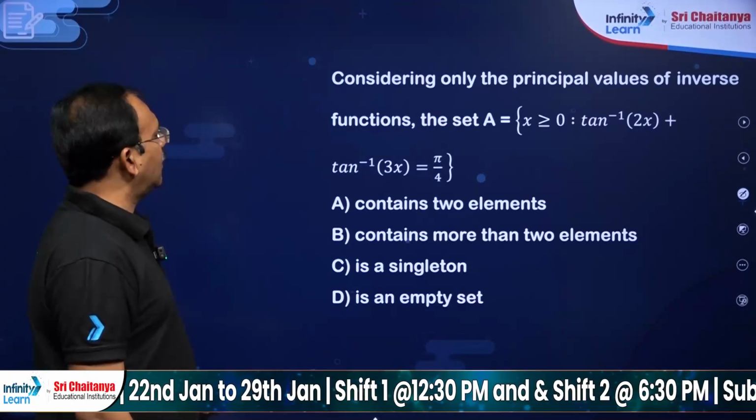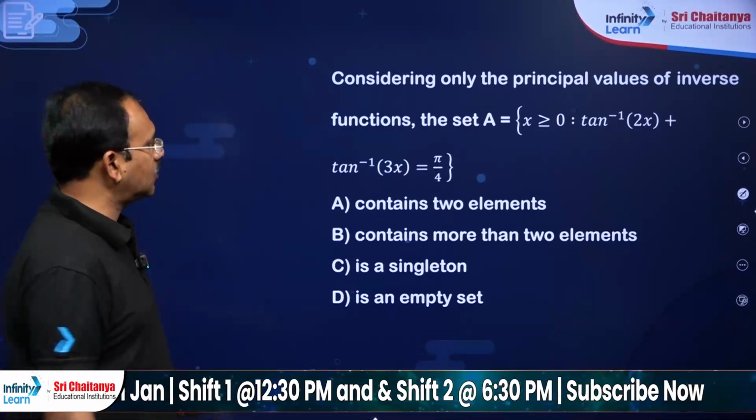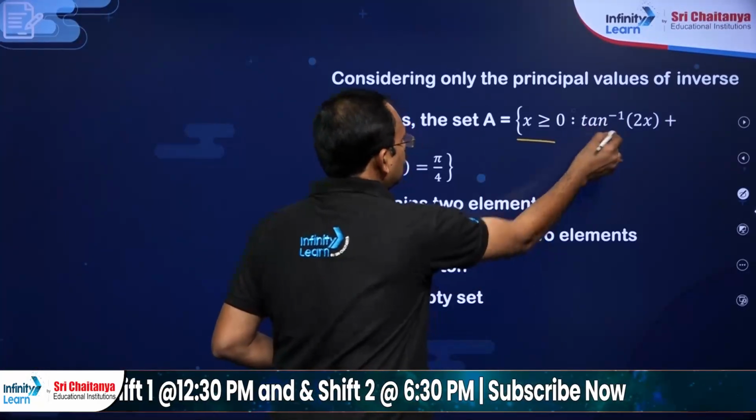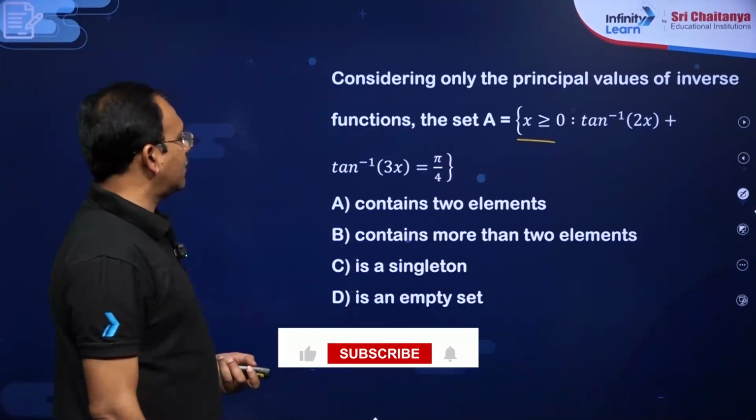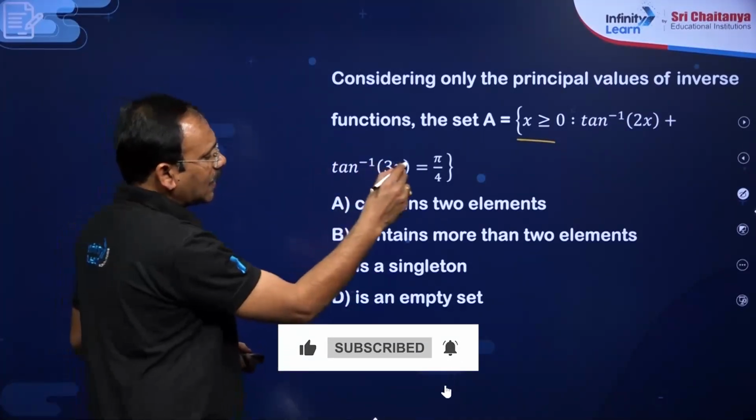Next, you see a similar kind of question. Considering only the principal values of the inverse trigonometric function, given x greater than or equal to 0, tan inverse 2x plus tan inverse 3x is pi by 4. How many solutions are there? You just apply tan on both sides.